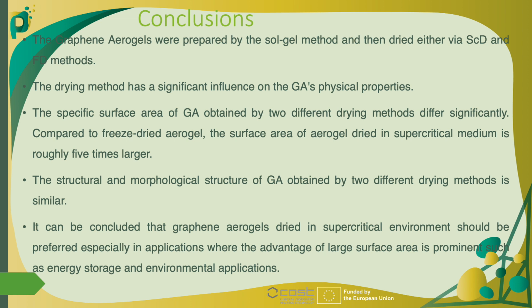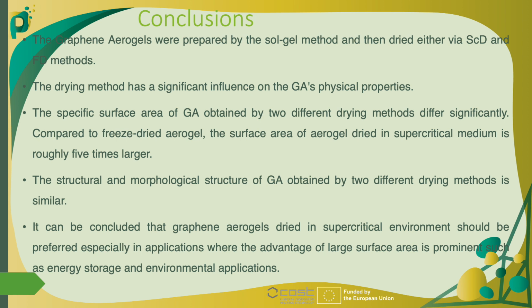As a conclusion, the graphene aerogels were prepared by the sol-gel method and then dried by either supercritical or freeze drying methods. The drying method has a significant influence on the graphene aerogel's physical properties. The specific surface area of graphene aerogel obtained by the two different drying methods differs significantly. Compared to freeze-dried aerogel, the surface area of aerogel dried in supercritical medium is roughly 5 times larger.